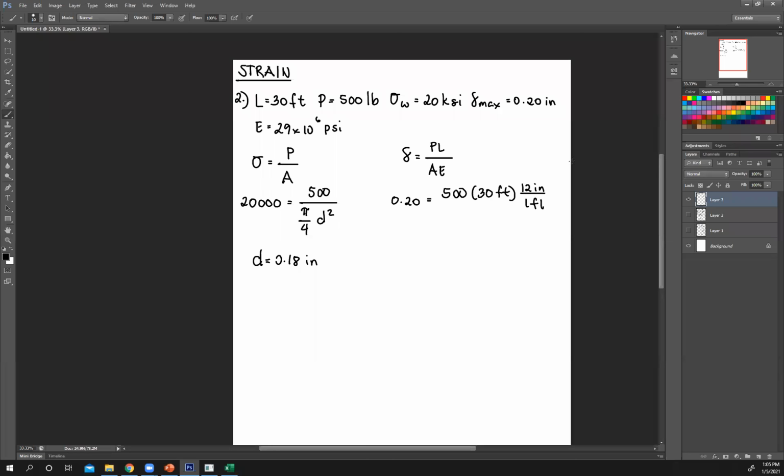1 foot is 12 inches. Over 0.20. Again, it's a circle, so pi over 4 d squared. Then E is 29 times 10 raised to 6. So what's your D considering elongation? Correct, Miguel and John, 0.20 inches. So therefore, what D am I going to use? 0.18 or 0.20?